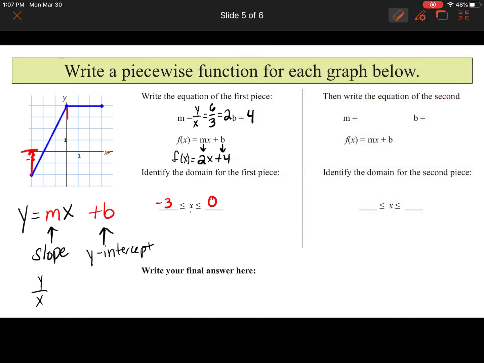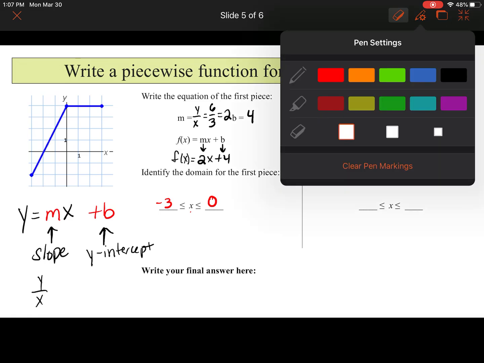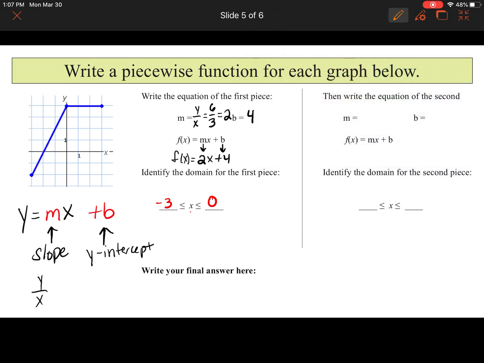Alright, now my second line. Doing the same thing. Okay? M is always y divided by x. However, because it's a horizontal line, okay, think about this. How many do I have to go up on the y-axis to get to the second point? 0. How many do I have to go over? 1, 2, 3. 0 divided by 3 is just 0. That's my slope. Okay, so I can already fill that in.